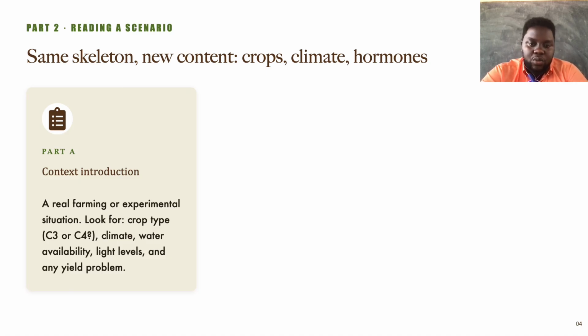And here is your first job. Whenever you read one of these, I want you to identify the crop type. Is it C3 or is it C4? What's the climate like? Is water available or is it limited? I cannot stress this enough. That single identification step of C3 or C4, well watered or drought stressed, usually unlocks half the marks. Once you understand this, most of the marks become available to you if you know how to write. If you misidentify the type of crop at the start, chances are that every mechanism you write afterwards may be wrong. The second part is the data.